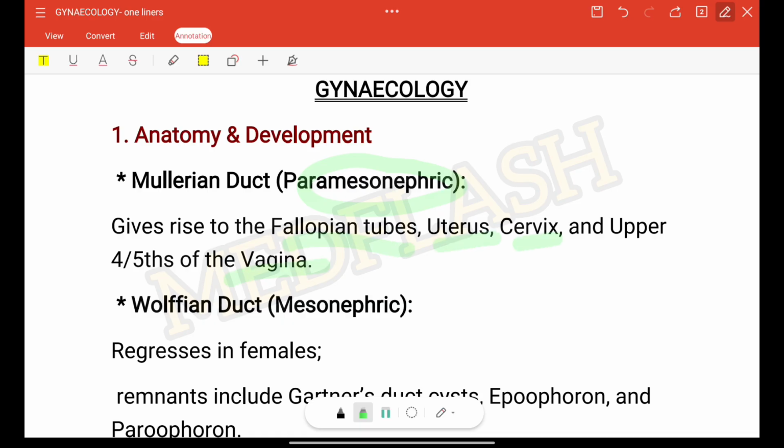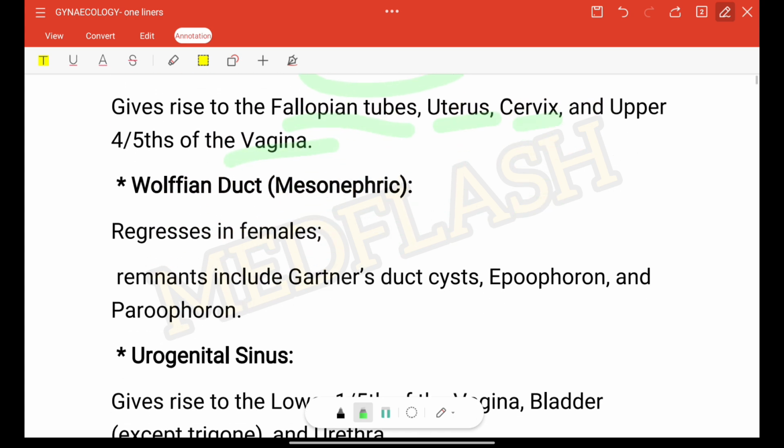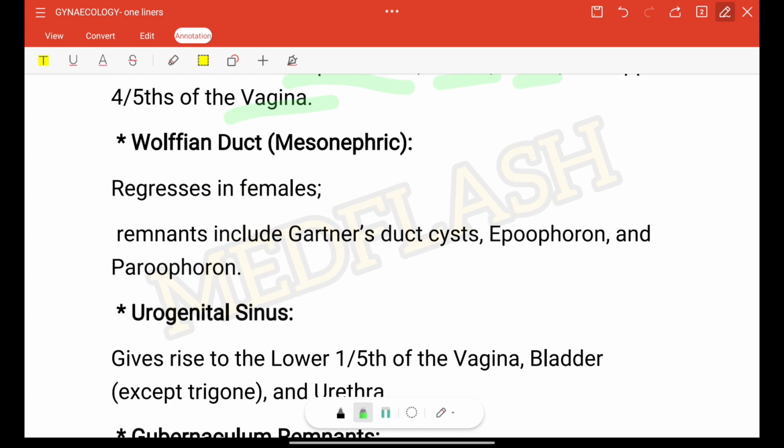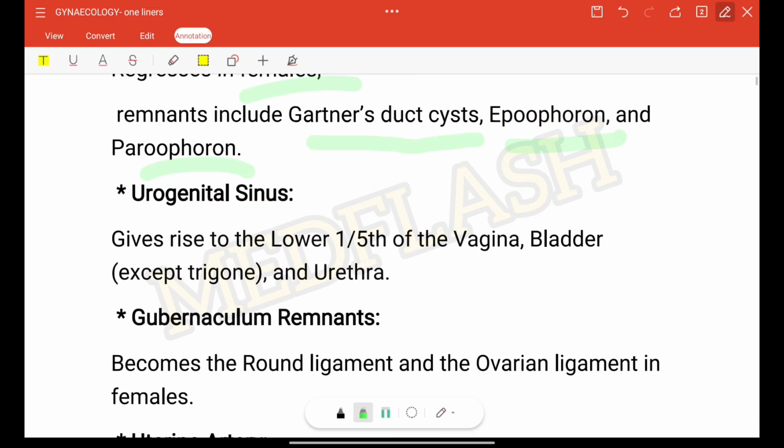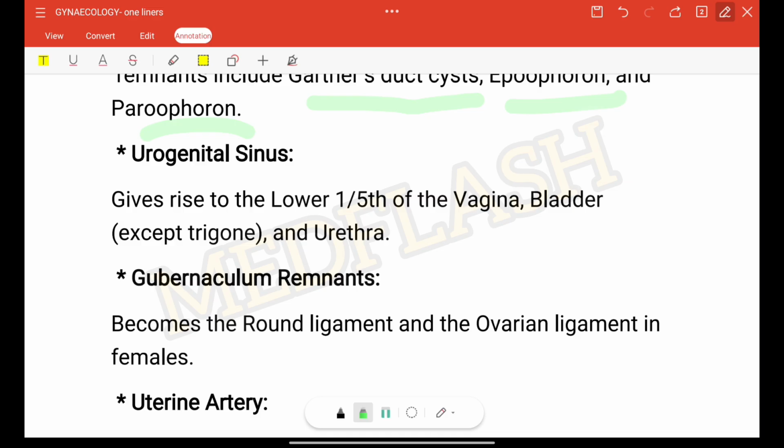Wolffian duct is also known as mesonephric duct. Regresses in females. Remnants include Gartner's ducts, epoophoron, and paroophoron. Urogenital sinus gives rise to lower one-fifth of the vagina, bladder except trigone, and urethra.